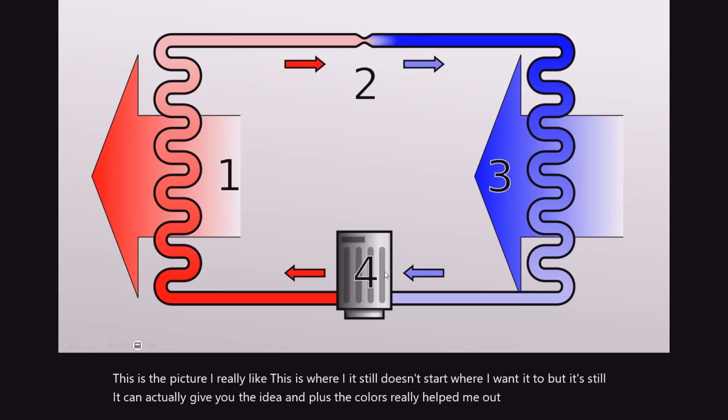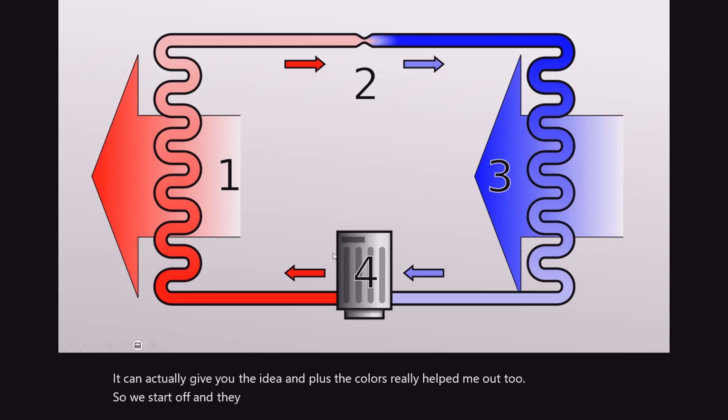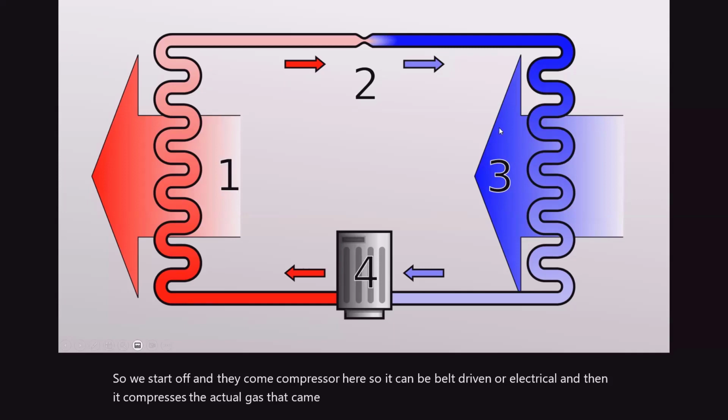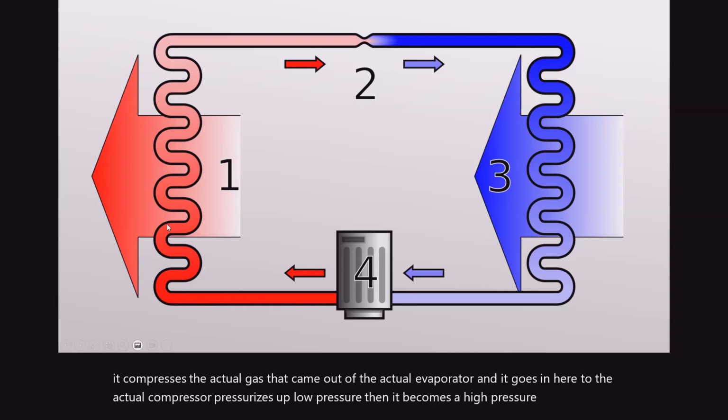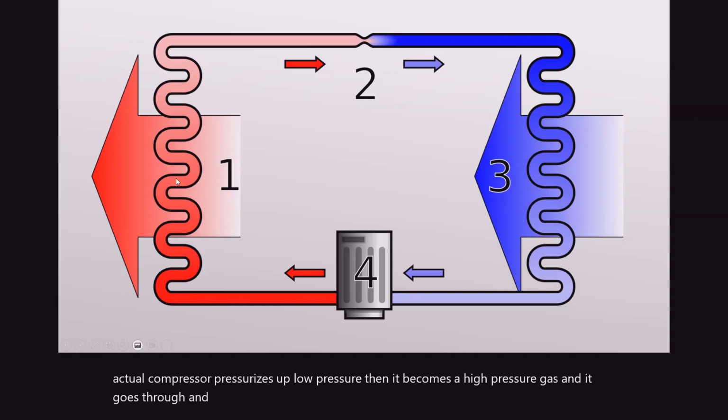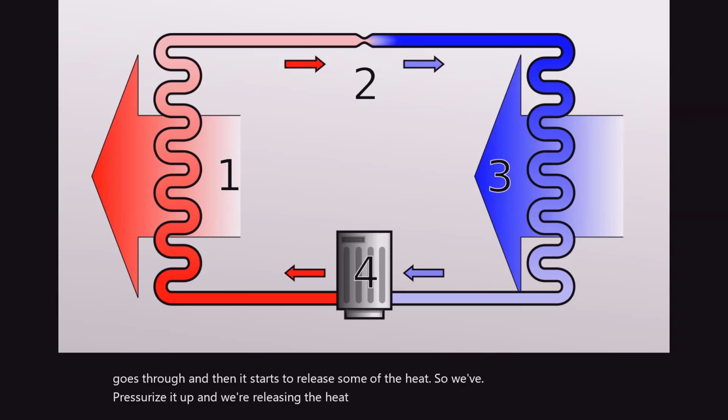So we start off with the compressor here. It can be belt driven or electrical. And then it compresses the gas that came out of the evaporator. It goes into the compressor, pressurizes up from low pressure, then it becomes a high pressure gas. And it goes through, and then it starts to release some of the heat. So we pressurize it up and we're releasing the heat right in front of the radiator.